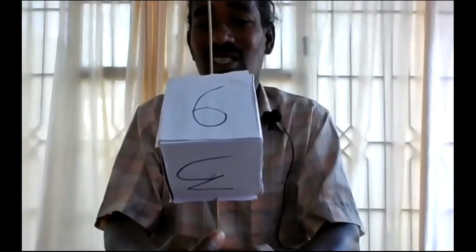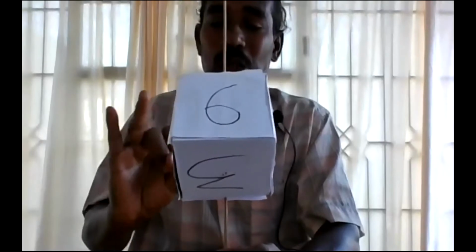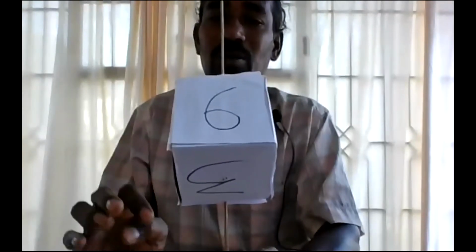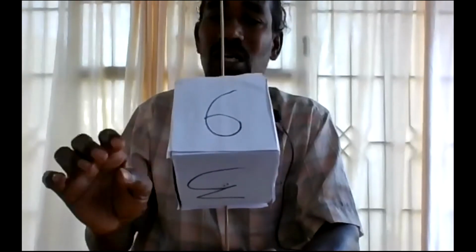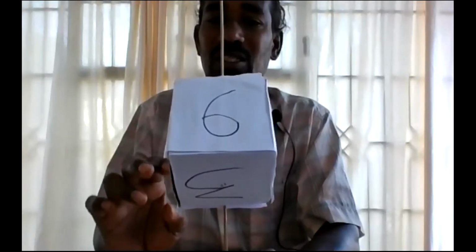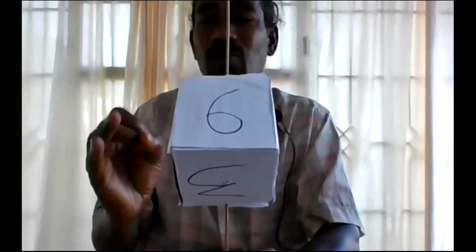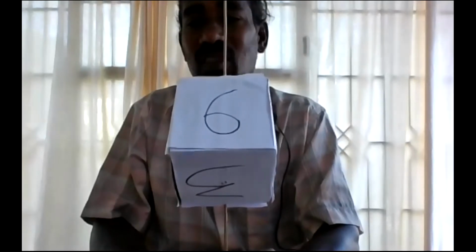Therefore, this axis is called a two-fold axis of symmetry. So for this two-fold axis of symmetry, what minimum angle do we have to rotate in order to get similarity in the image? 180 degrees. So on 360-degree rotation, we are getting similarity in the image 2 times. Therefore, this axis of symmetry is called a two-fold axis of symmetry.